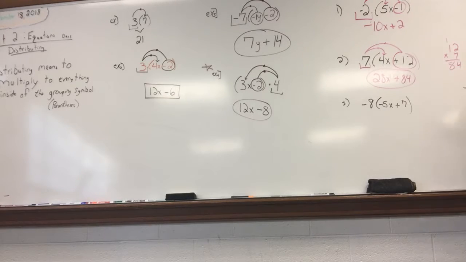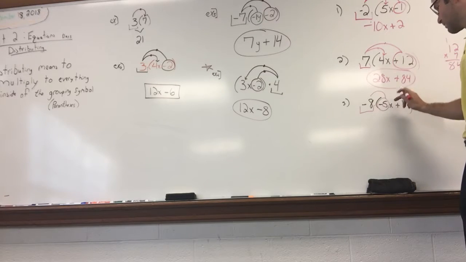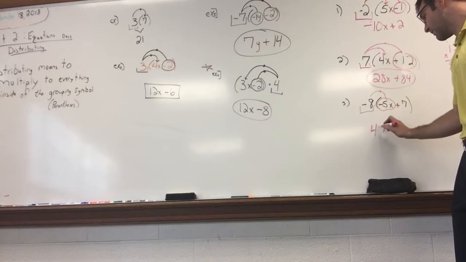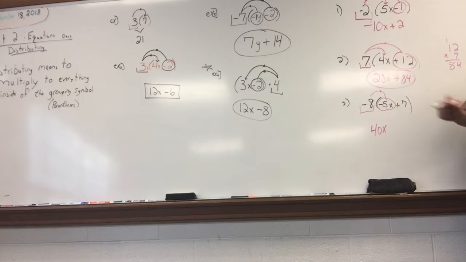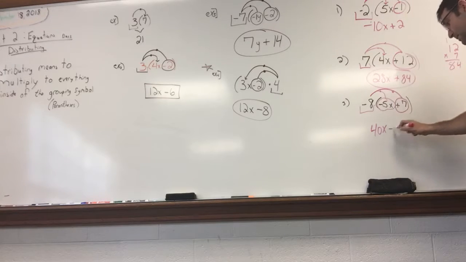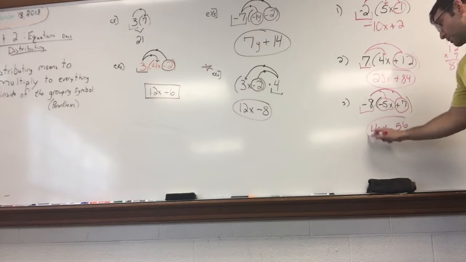Most of us. This is the one that tricked you up, because you have to, first off, pay attention. Second, you need to make sure that you're boxing in and underlining. So we've got this negative 8 times a negative 5x. Negative times a negative is positive. The x stays. 8 times 5 is 40. Negative times a positive gives me negative. 8 times 7 is 56. Questions there?